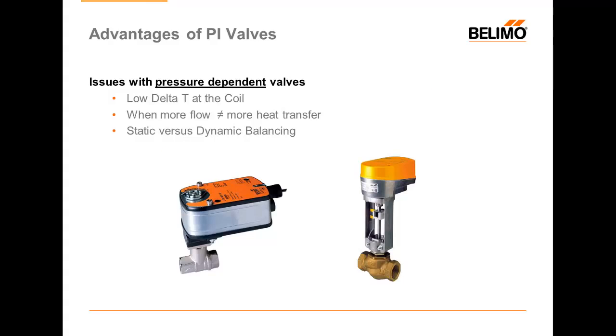Let's take a look at a few things that are wrong with valves that utilize position control, because frankly, valves that use flow control operate much more how our brains think that all valves operate. We're going to take a look at pressure-dependent valves in terms of how low delta T is generated in the coil. We will also look at points on the coil curve where additional flow no longer nets us any more heat transfer, and then we'll talk about the difference between static and dynamic balancing within our system.